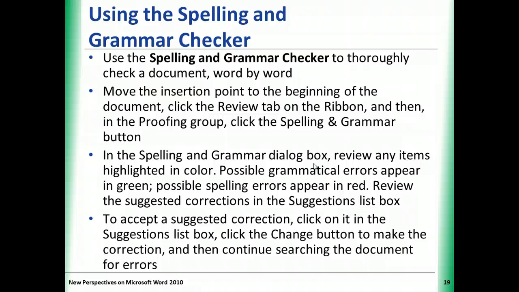So basically, to spell check, you just move your insertion point to where you want the spell check to begin. You'll go to the Review tab, ribbon, and then Proofing Group, and then Spelling and Grammar button. And then if it finds any type of grammatical errors, it's going to highlight those in green. Possible spelling errors in red. You review those. It will give you suggestions for some of them, maybe not all of them, but some of them. To accept a suggested correction, you click on it and change it.